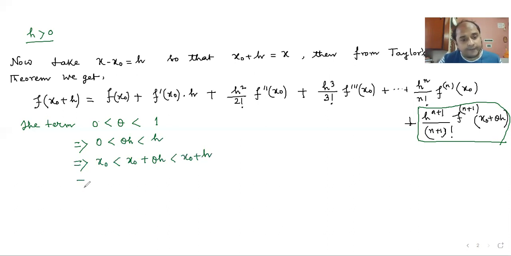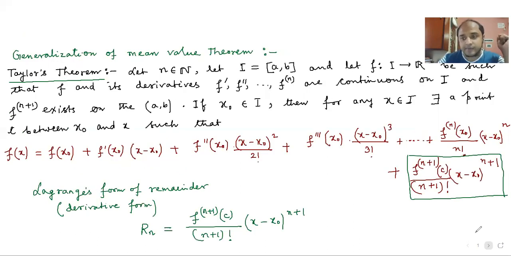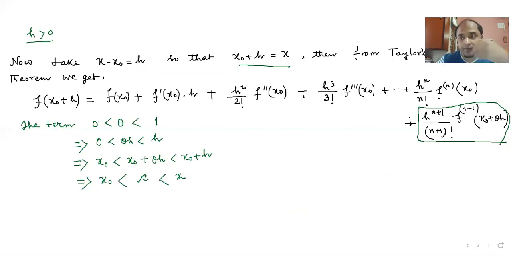And this point x naught plus theta h, I am naming as c. And c is lying between x naught and x naught plus h, which is x. So probably you are thinking that in the previous case we have written c as the point, and now in this expression I have written x naught plus theta h. So probably you are thinking from where this x naught plus theta h has come. I'm showing you that x naught plus theta h is nothing but the point c.